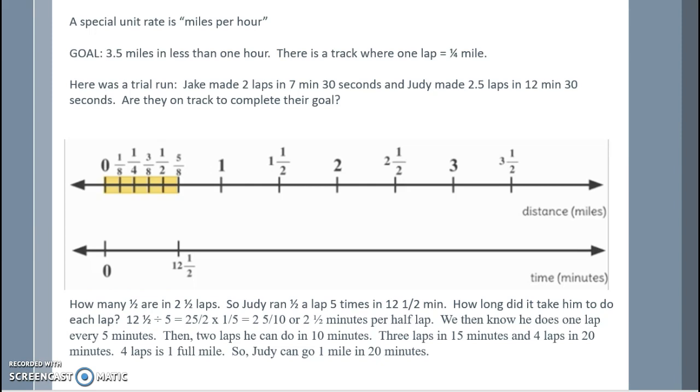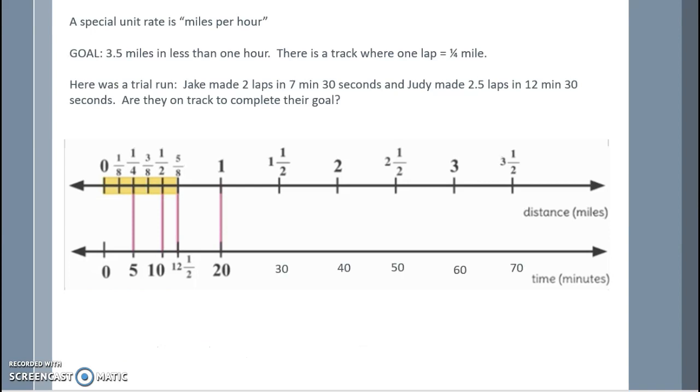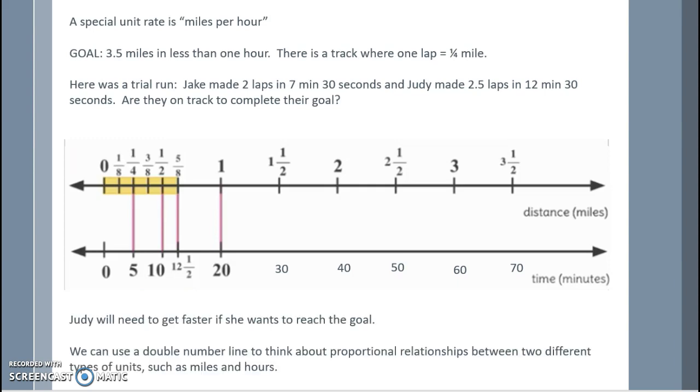We then know she does 1 lap every 5 minutes. Then 2 laps she can do in 10 minutes, 3 laps in 15 minutes, and 4 laps in 20 minutes. 4 laps is 1 full mile. So Judy can go 1 mile in 20 minutes. That also means that every 10 minutes she can extend a half a mile. So it would take her 70 minutes to go 3.5 miles. Judy will need to get faster if she wants to reach the goal.